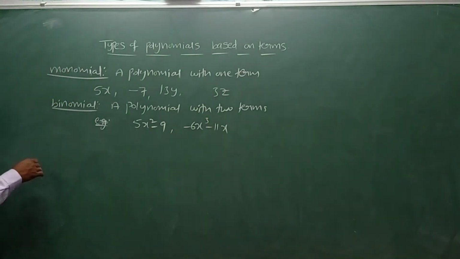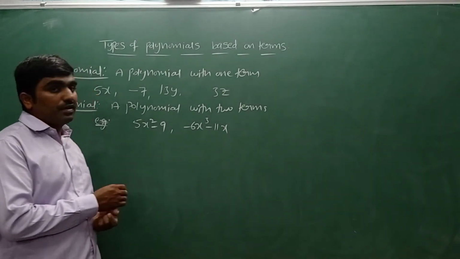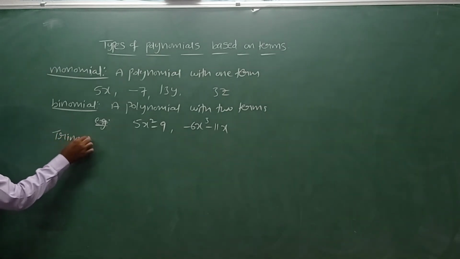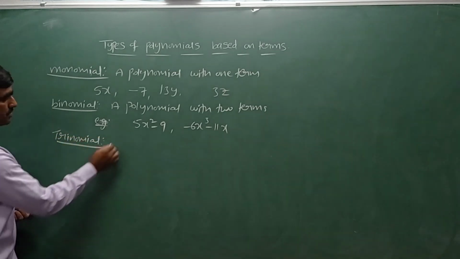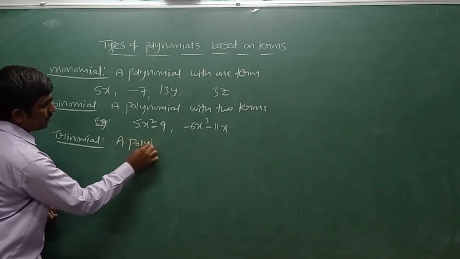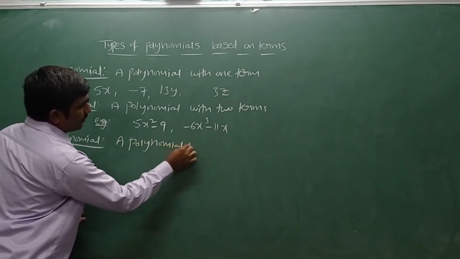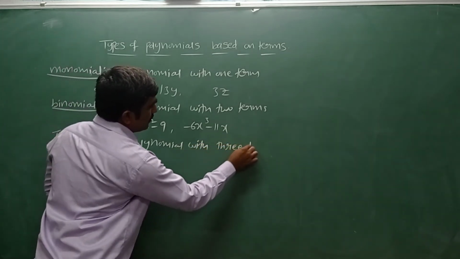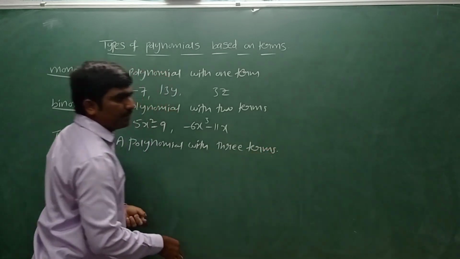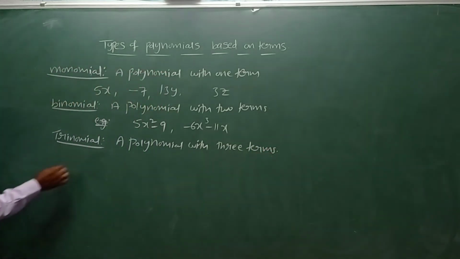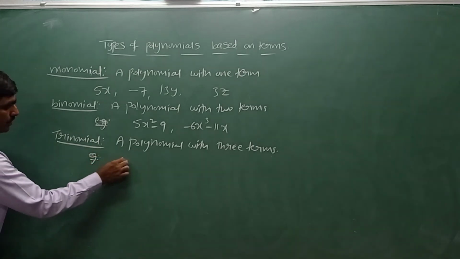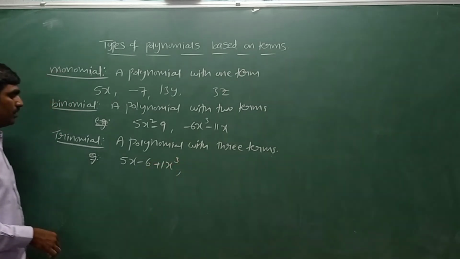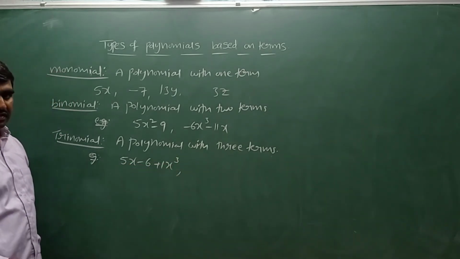And after that, what do we call a polynomial with 3 terms? Yes, it is called a trinomial. A polynomial with 3 terms, 3 unlike terms, is called a trinomial. Example: 5x minus 6 plus x cube. It is called a trinomial which contains 3 terms.